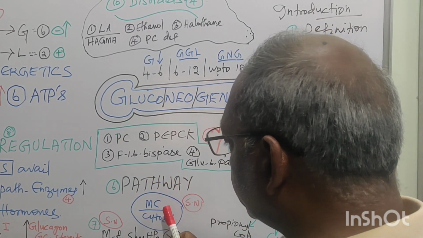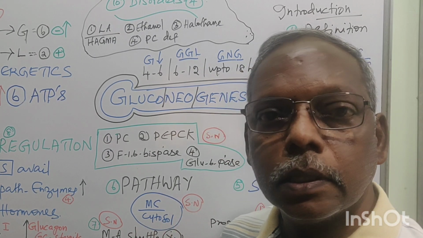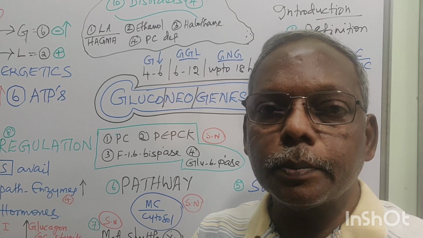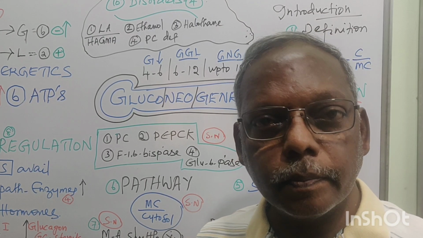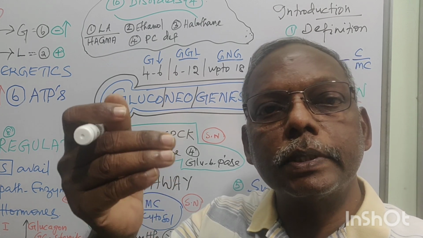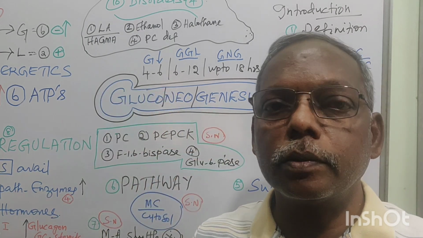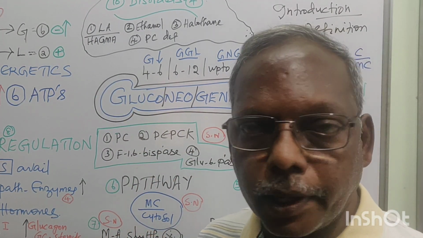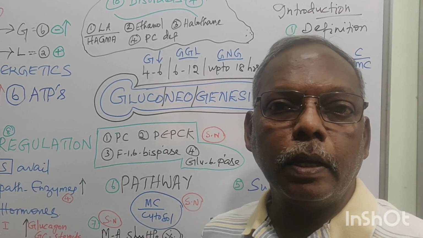So in this pathway you have to mention mitochondrial reactions and cytosol reactions. And before you draw the pathway, you should know about the malate aspartate shuttle. With the help of this shuttle only, the substrates are transferred from cytosol to mitochondria or mitochondria to cytosol. That is the malate aspartate shuttle. Okay. Next one is how it is regulated.